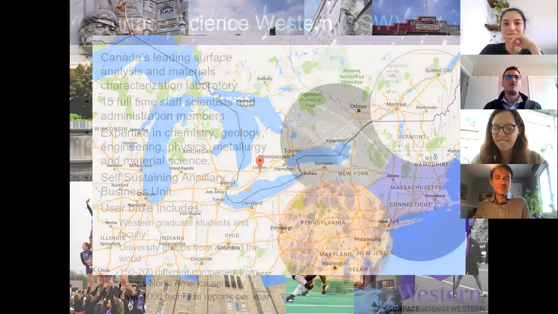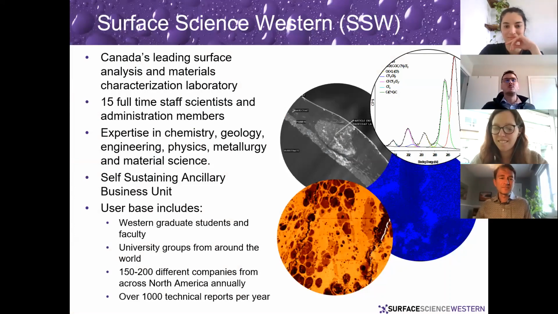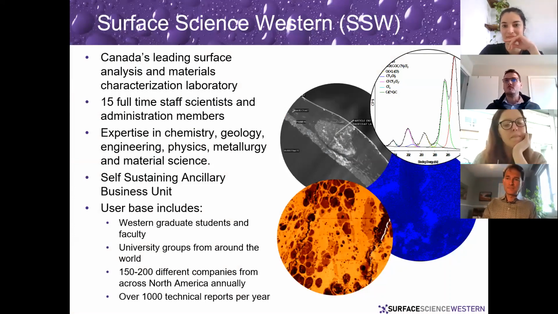So we're down in London, Ontario, which is nice, conveniently located between Detroit and Toronto. A little about Surface Science Western. We like to think we're Canada's leading surface analysis and materials characterization laboratory. We have 15 full-time staff members with expertise in everything from chemistry, geology, physics, metallurgy, materials science.